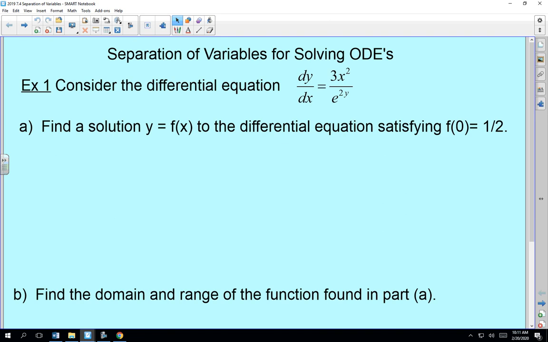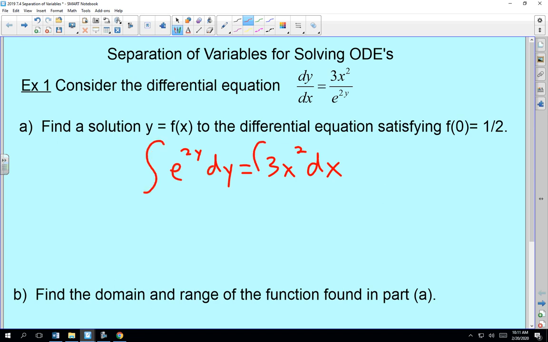So here we have e to the 2y dy equals 3x squared dx. So that is the separation of variables step. 1 point for that out of the 5. Next step. What do you think you do on each side? Integrate it. Integrate each side. This will be the next point. So integrate it, and then somewhere we've got to stick a constant in here. But integrate each side.